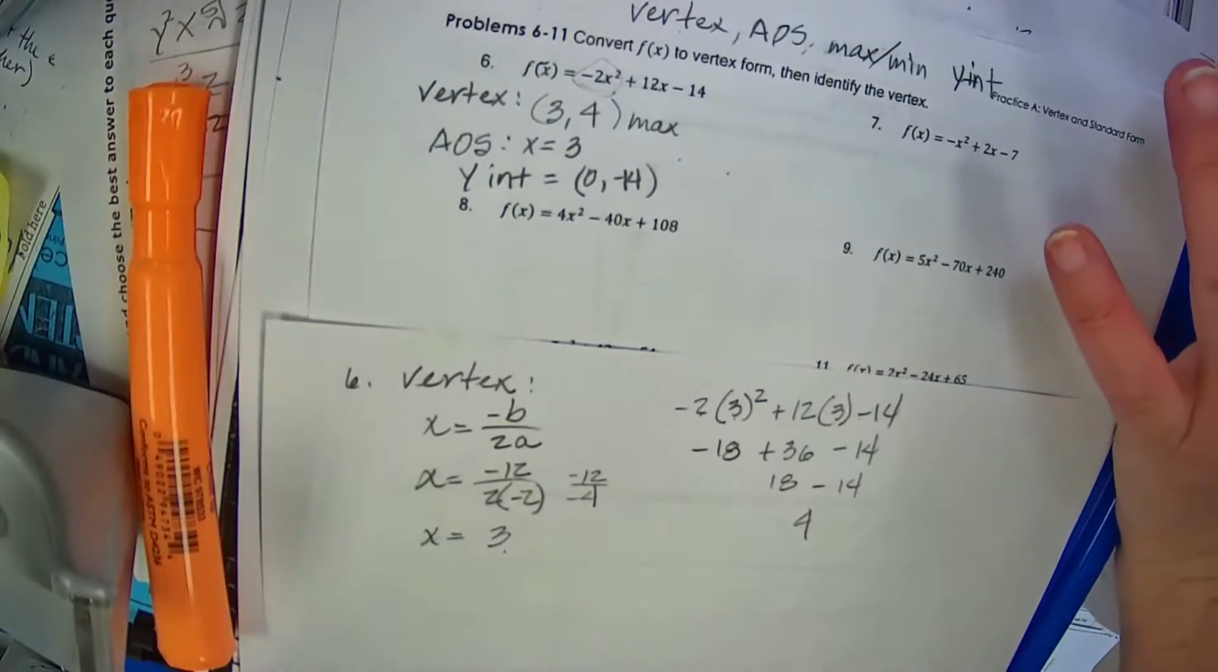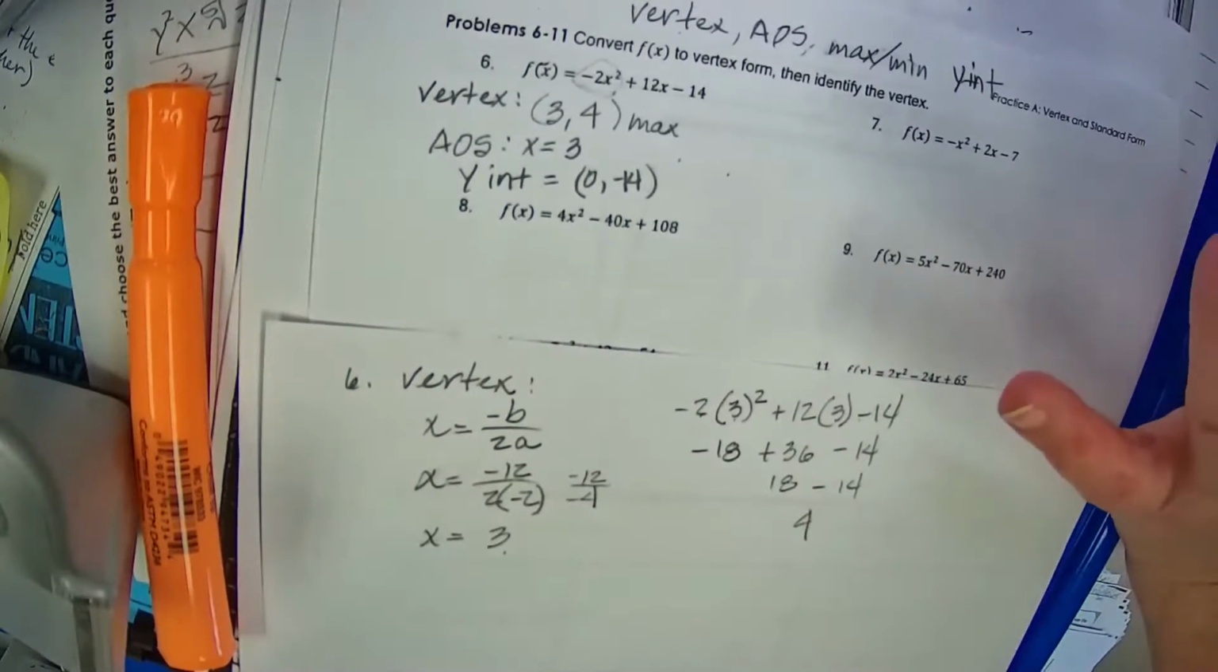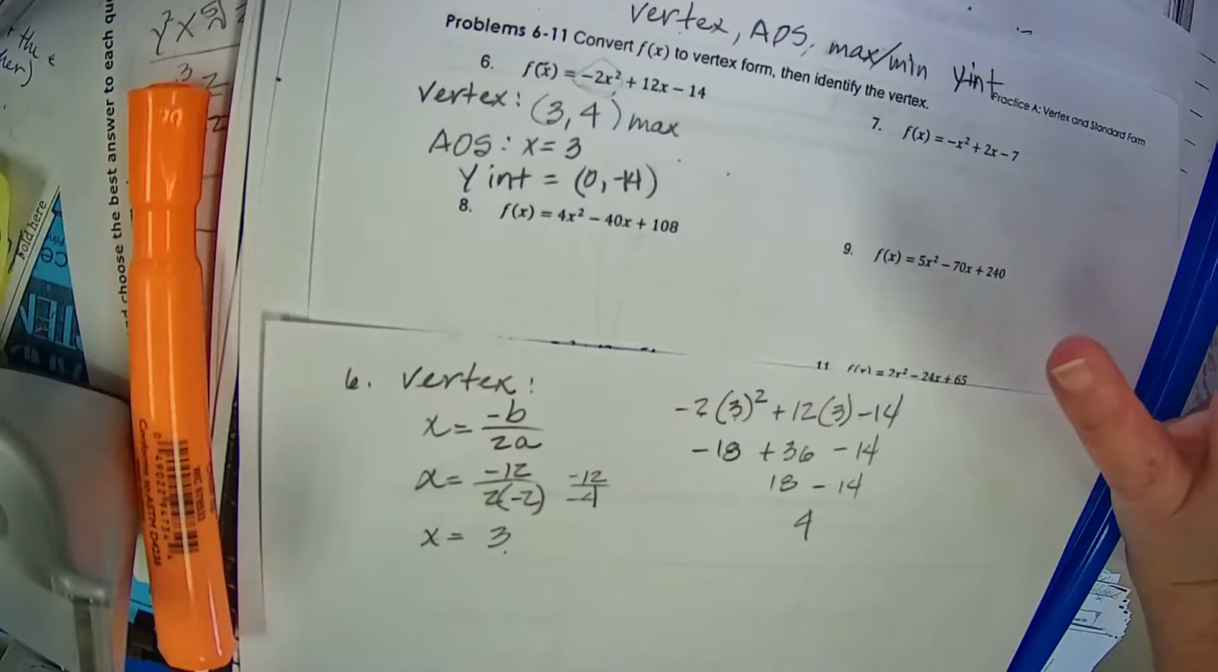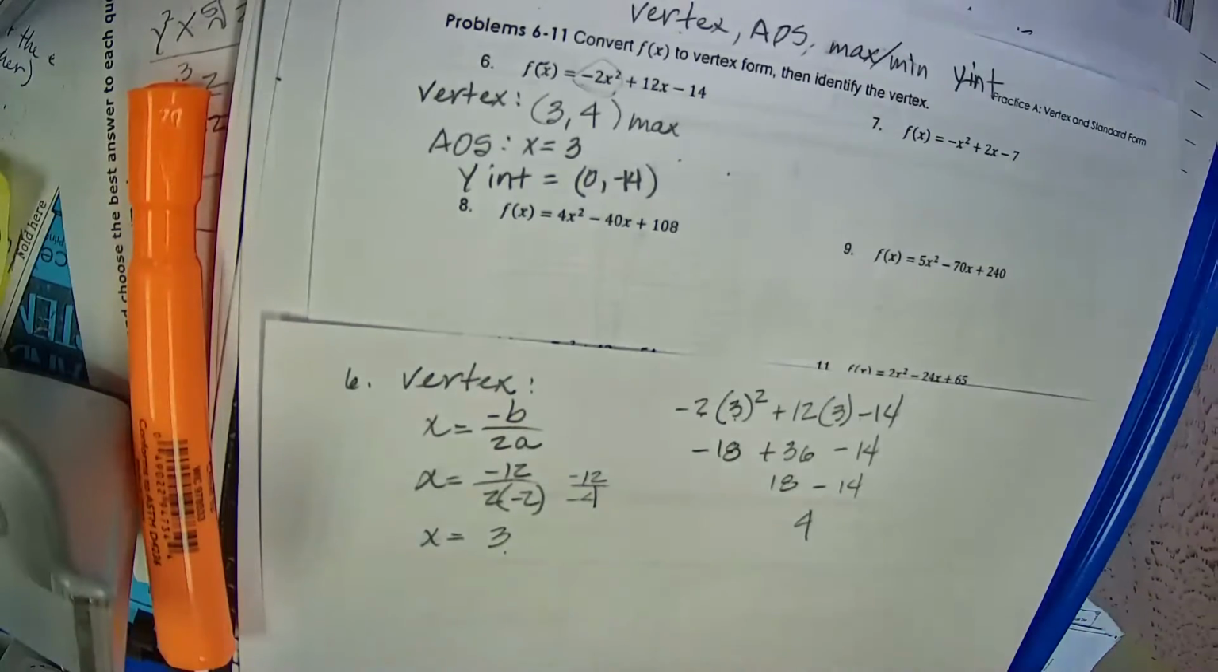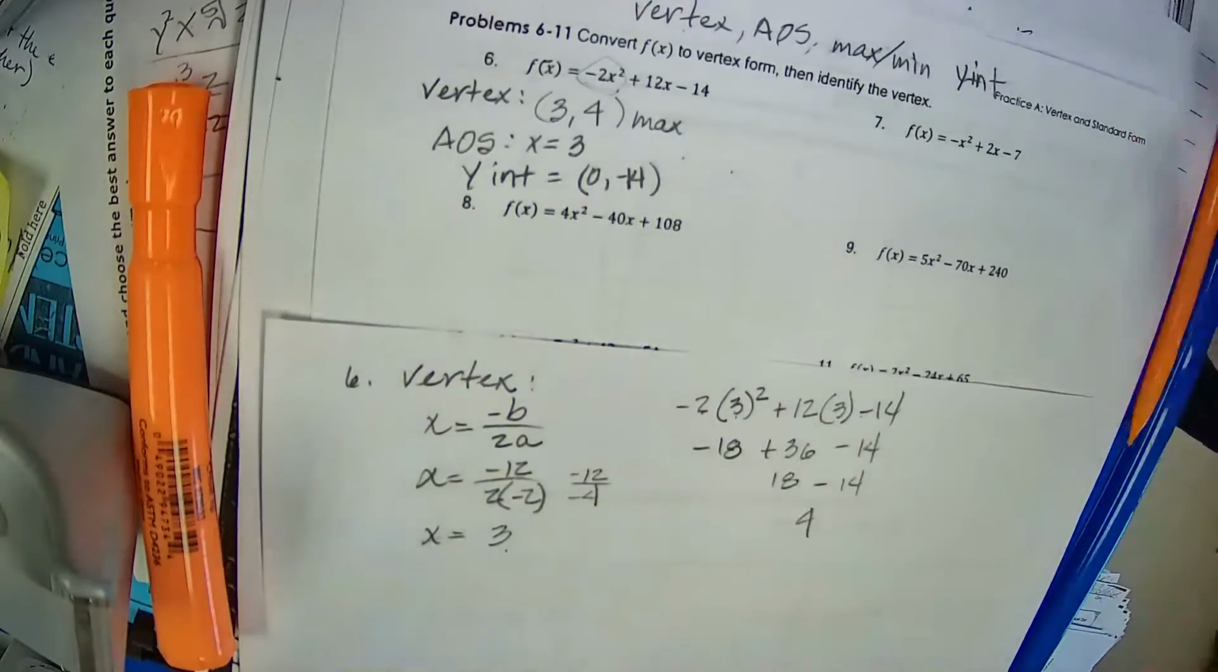Has everybody done 8? Or has anybody done 8? Minimum. Okay. Well, I tell you what, everybody work number 8 right now. All right. Let's give you a minute to do it, and then we'll go over it.